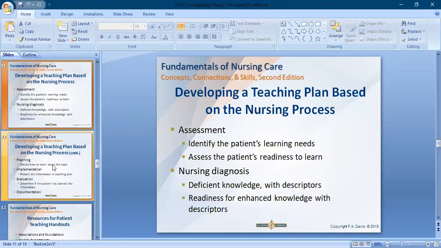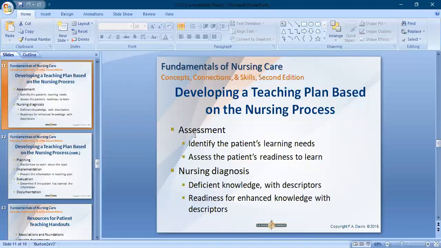So here, the assessment first: identifying the patient's learning needs and assessing the patient's readiness to learn. Suppose you teach the patient something or demonstrate it and the patient does not know how to do it, it means you are identifying the lack of knowledge. When you identify the lack of knowledge, you can correct it or teach according to the need. This is actually assessment. You have to talk and find out the lack of knowledge. And finally, nursing diagnosis. When you go from assessment, it means deficiency, maybe a deficiency of knowledge, right?